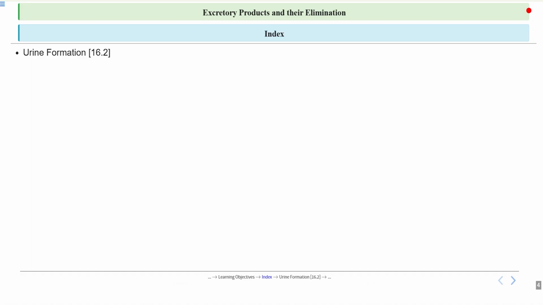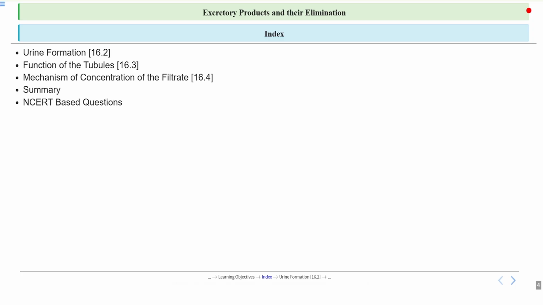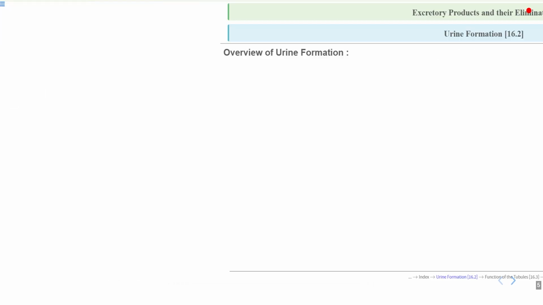So this is our index. We will cover urine formation, which is 16.2 section of your NCERT. Then we will cover functions of the tubule, which will cover 16.3 of your NCERT. Then we will cover mechanism of concentration of the filtrate, which will cover 16.4 of your NCERT. Then we will wind up the chapter with summary, NCERT based questions, keynotes and interesting questions. Let's start with the introduction.